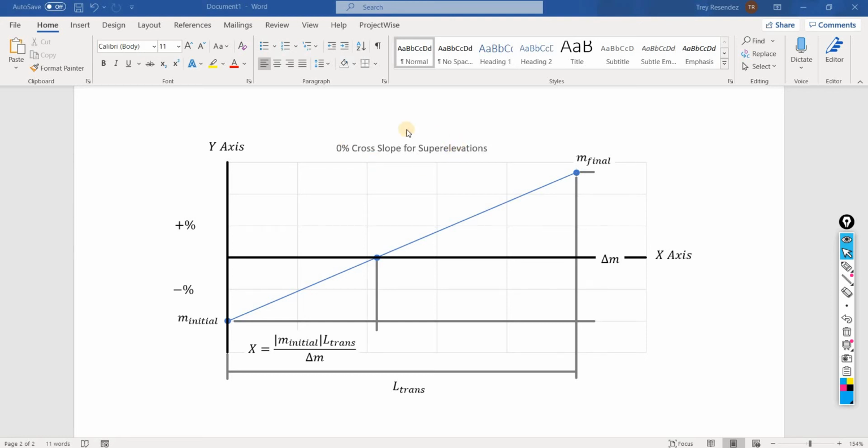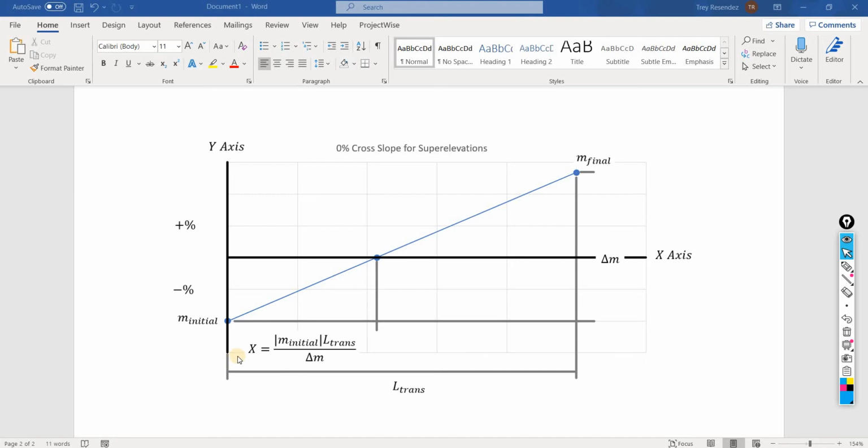So this video is going to be about how to find the 0% cross slope for super elevations. For the y-axis, we have the percentage of cross slope for our roadway, and for the x-axis, we're going to have the length of the transition. So this first point here is going to be our initial slope, followed by the beginning of our transition, and this end point here is going to be our final slope, with our x coordinate being the end of our transition length here.